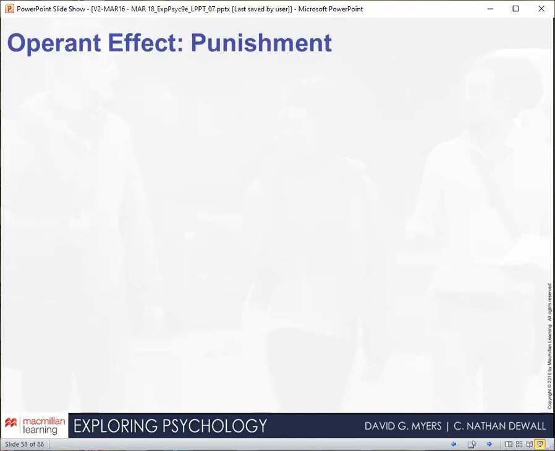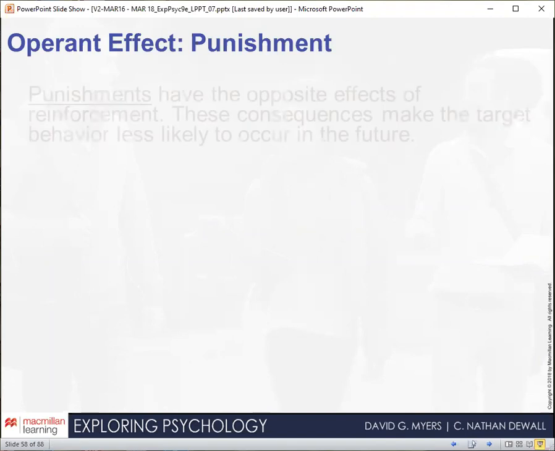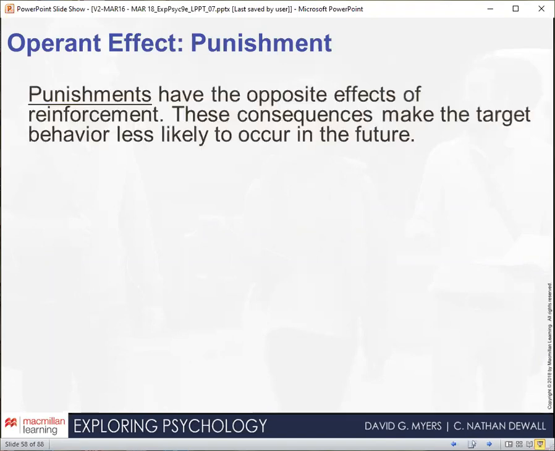So let's look at what punishment actually is. Punishments have the opposite effects of reinforcement. These consequences make the target behavior less likely to occur in the future. That should be one thing that you remember. When we talk about reinforcement, we're talking about increasing a target behavior. When we're talking about punishment, we're talking about decreasing the likelihood of a target behavior occurring in the future.